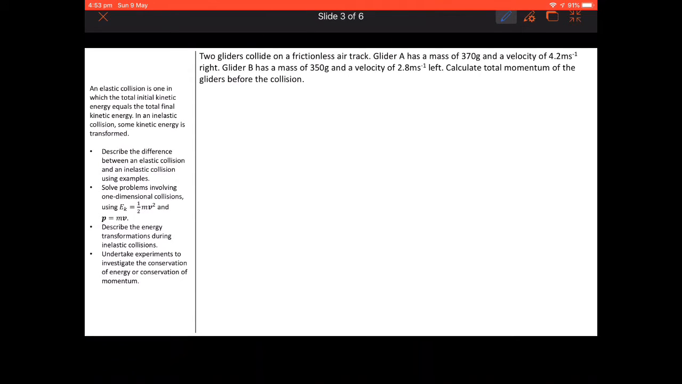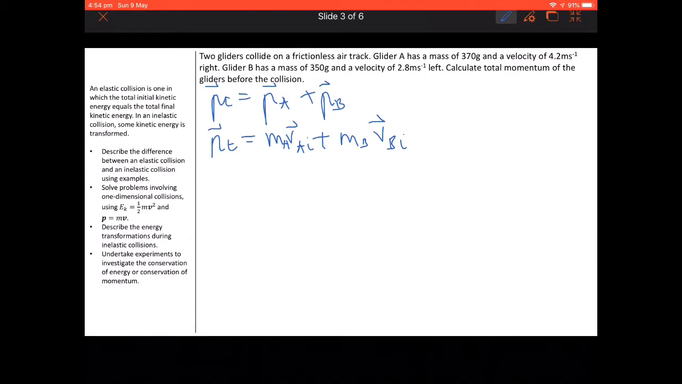To do this, we'll just use our momentum equations, which we have been using previously. Total momentum equals momentum of A plus the momentum of B. This is going to be equal to the mass of A times the velocity of A, plus the mass of B times the velocity of B, and this is initially.